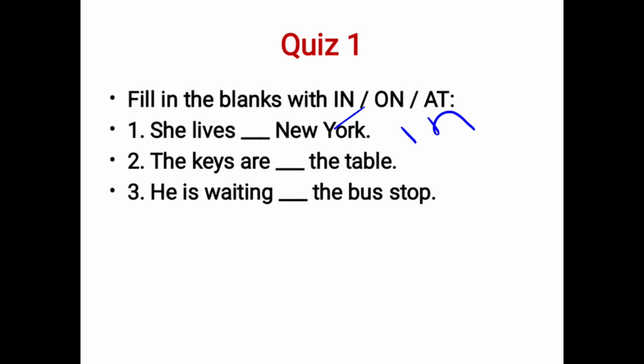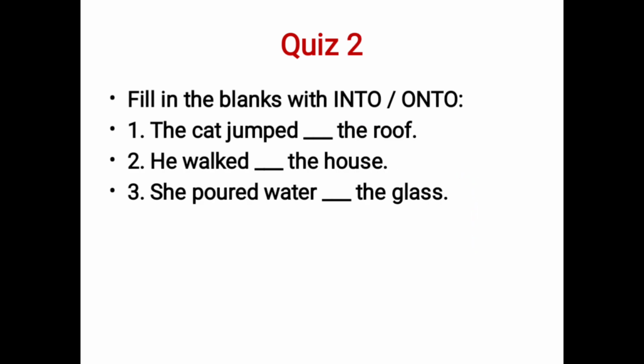The second one we have is: the keys are dash the table. The keys are actually on the table. As I said, on is used for a surface. And then we have: he is waiting at the bus stop. I hope this quiz is helpful for you. So you also make 2 to 3 sentences in the comment section.